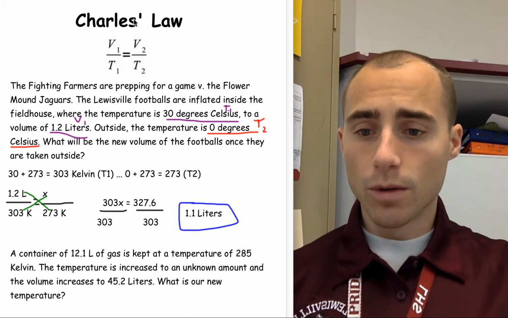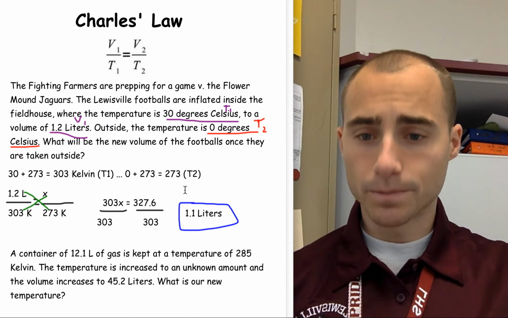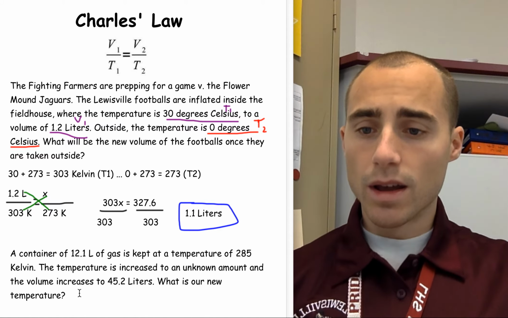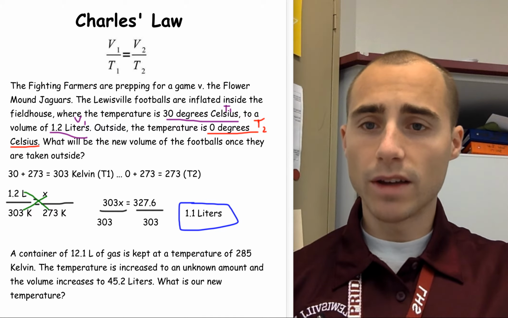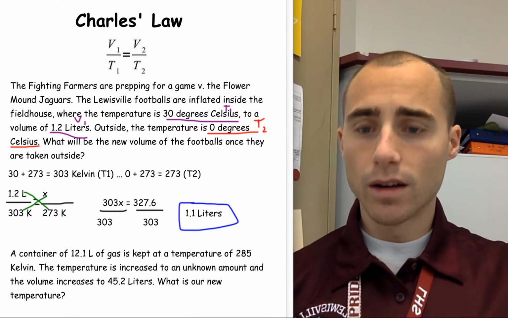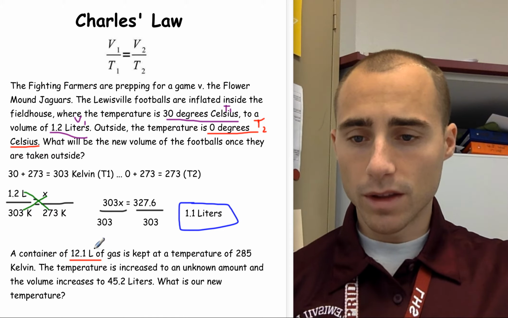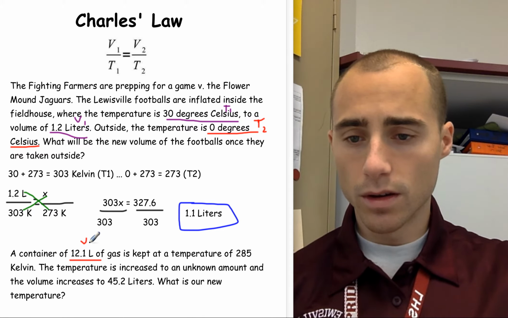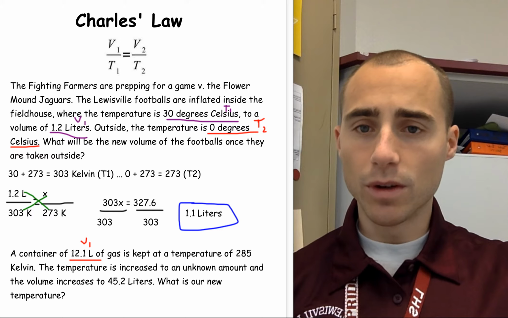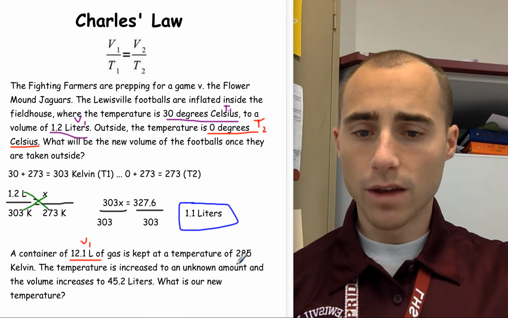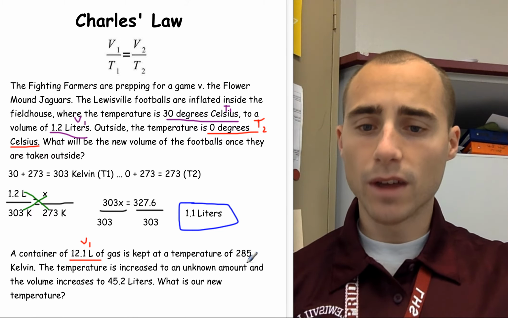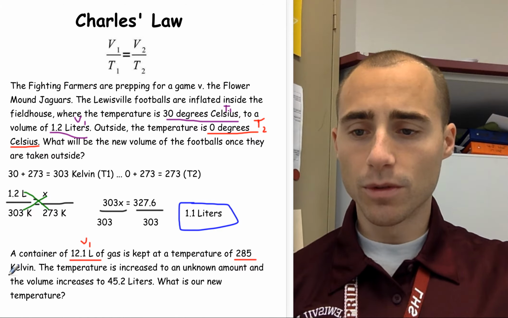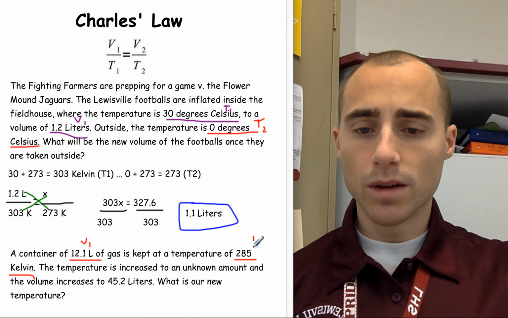Let's quickly run through a second example here. A container of 12.1 liter gas, so we already can see there, that's going to be the first thing we see, that's going to be our V1, is kept at a temperature of 285 Kelvin. So 285 Kelvin, that's the first temperature we see, so that is going to be our T1.